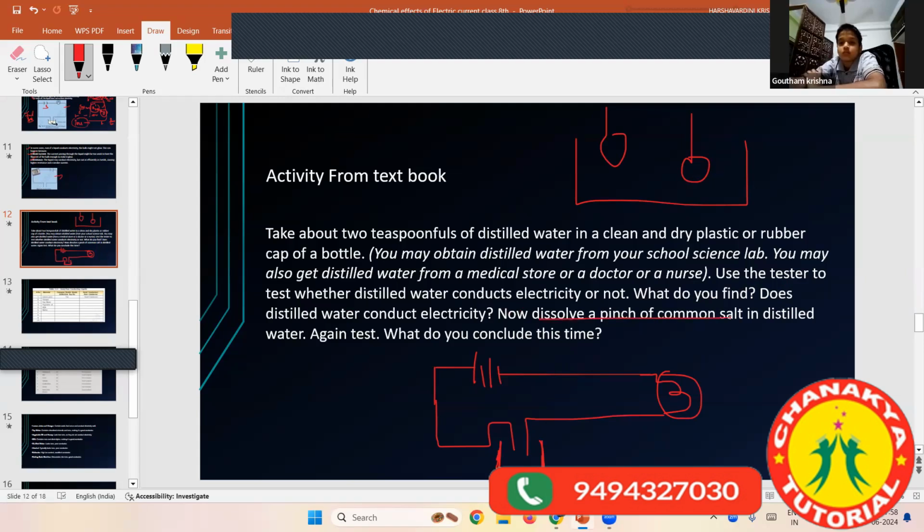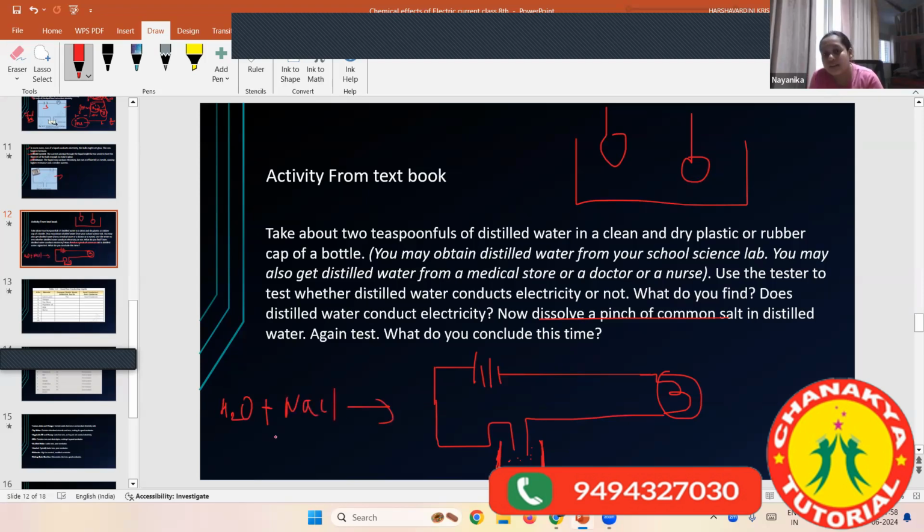So you're adding a pinch of common salt in this. If you add a pinch of common salt, the bulb will glow. Okay. Can anybody tell me the chemical equation for this? Distilled water basically consists of H2O molecules. Then H2O plus NaCl becomes H2O plus NaCl, because it's not a chemical reaction, and we can separate the H2O and the NaCl.